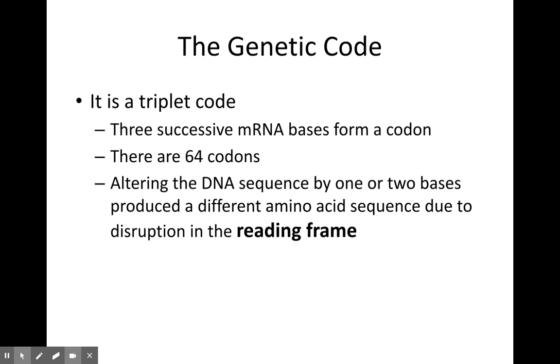So if we disrupt the reading frame, as in if we don't read from the start codon and we just jump right in, this affects every subsequent amino acid. And this is going to be something we talk about when we look at mutations.